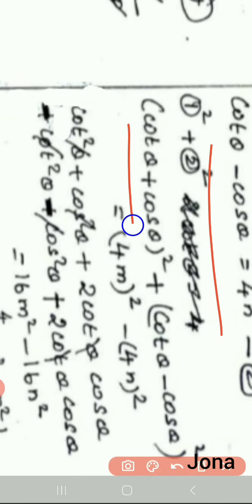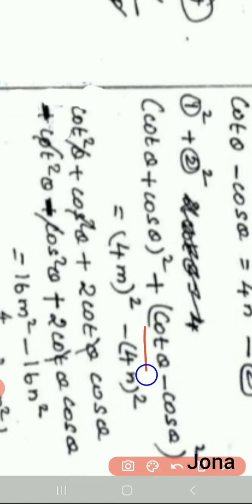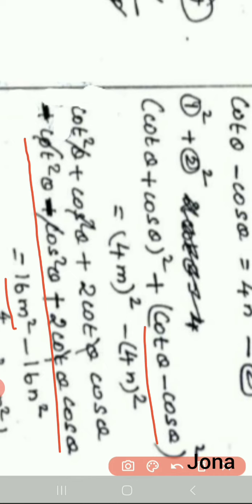So if you square this, (cot theta plus cos theta) the whole square, plus the second equation, (cot theta minus cos theta) the whole square. On the right hand side I have (4m) the whole square minus (4n) the whole square. I can expand this using the formula (a plus b) the whole square, and then this is in the form of (a minus b) the whole square, this one. Which is equal to, on the right hand side, 16m square minus 16n square.